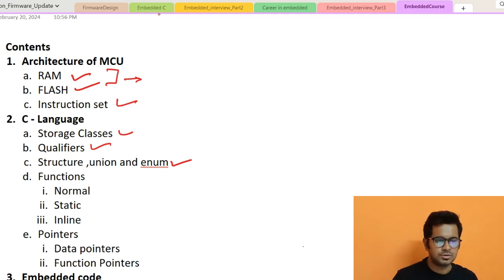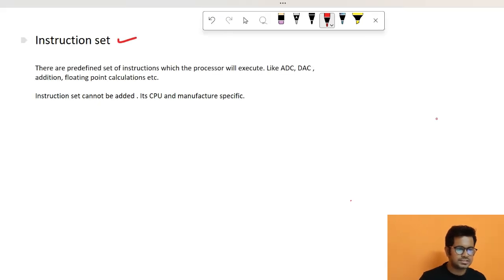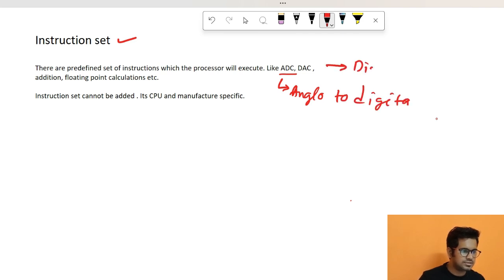So let's look into instruction sets. What is an instruction set? To be clear, let's read the definition. There is a predefined set of instructions which the processor will execute. Like ADC, what is ADC? ADC is analog to digital converter. Similarly, DAC is digital to analog converter. Then addition, multiplication, subtraction, floating point calculation. So these are the set of instructions.